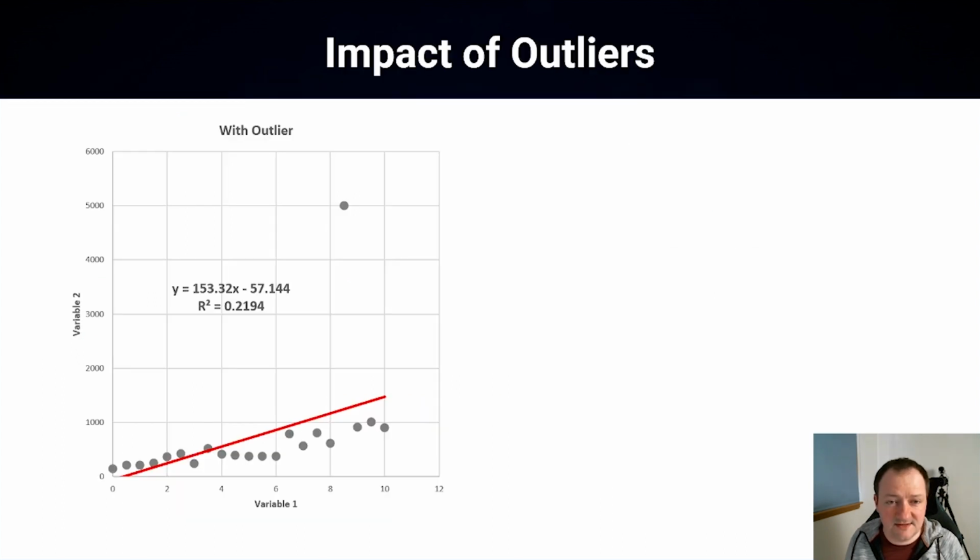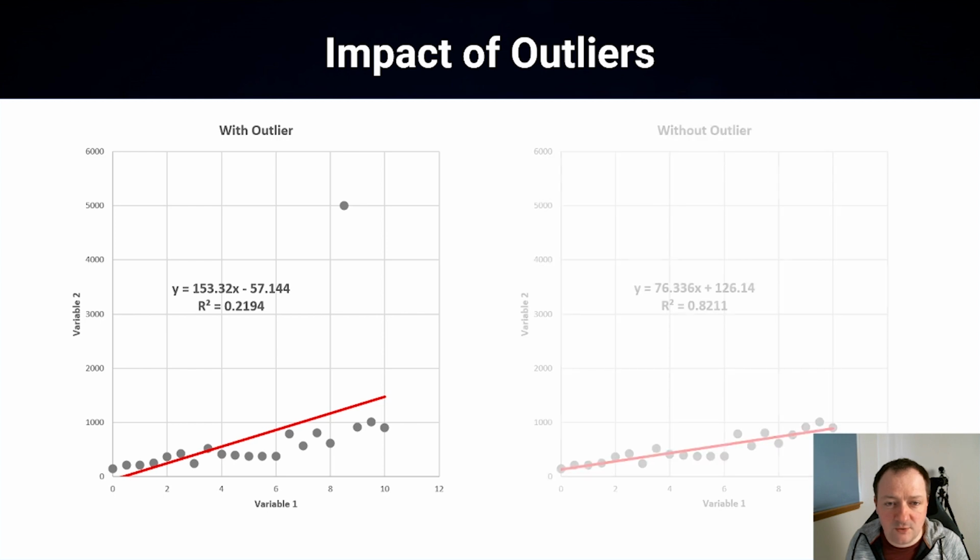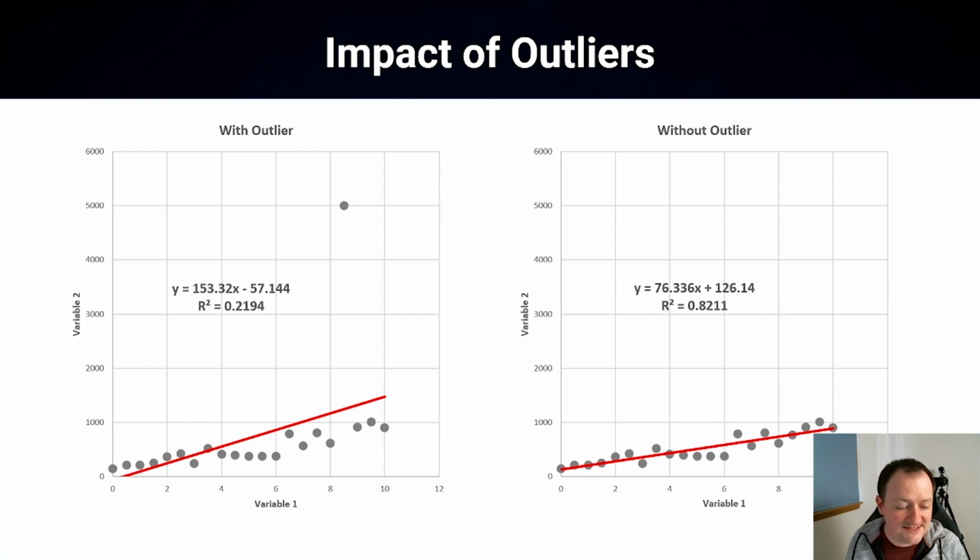In this image we can see that we have one random data point up towards the top right of the graph. What this is doing is pulling this red line, or the line of best fit, up towards it. As a result, we can see that the R squared, or the number that tells us how well the line is fitting the data, is quite low at 0.2. However, if we remove that outlier, we can see that the regression improves and that we have an R squared of 0.82, and that line now fits the data much better.